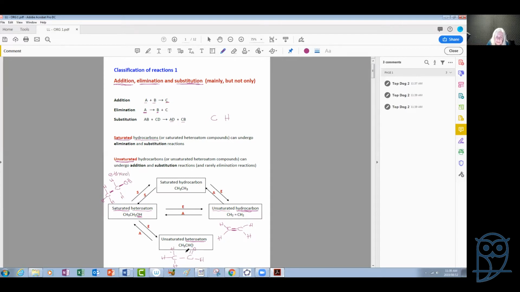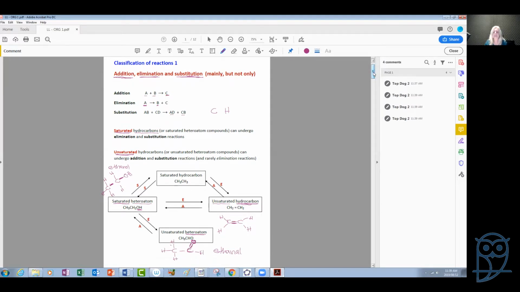which is saturated. This one, because you see this double bond here connecting carbon and oxygen, is considered unsaturated because of the double bond. It's an aldehyde. So you see, whenever we have a double bond, the compound is considered to be unsaturated. And because of this oxygen here, this is an unsaturated heteroatom.